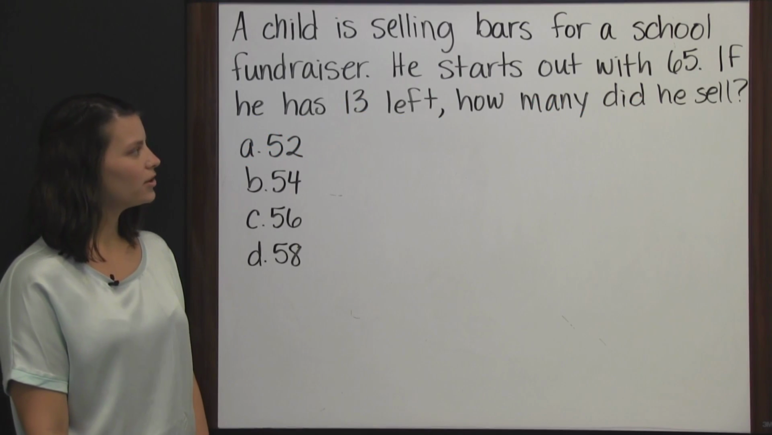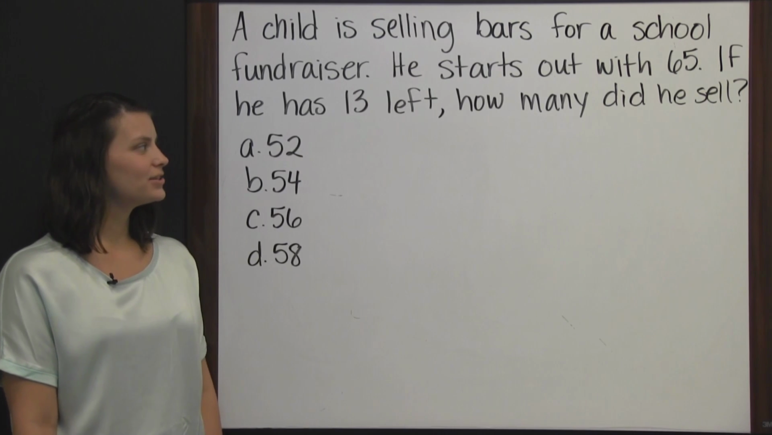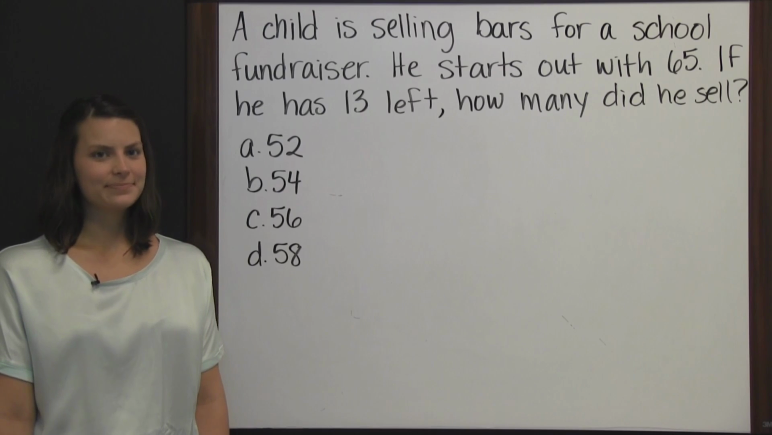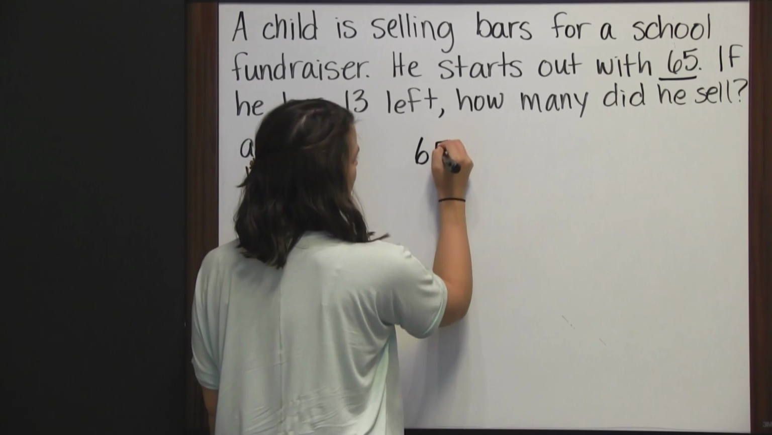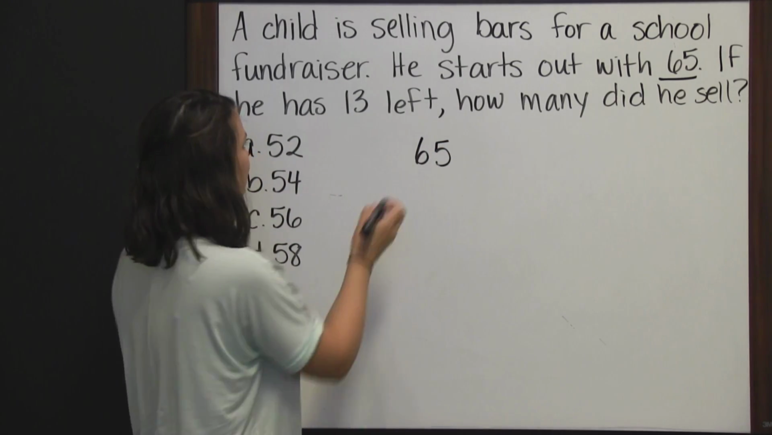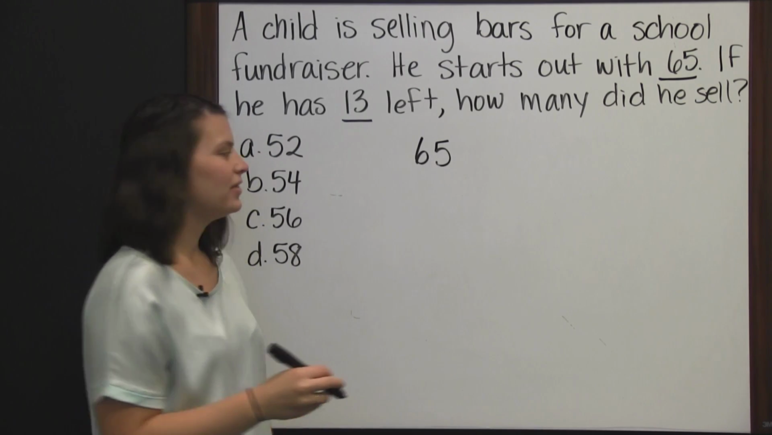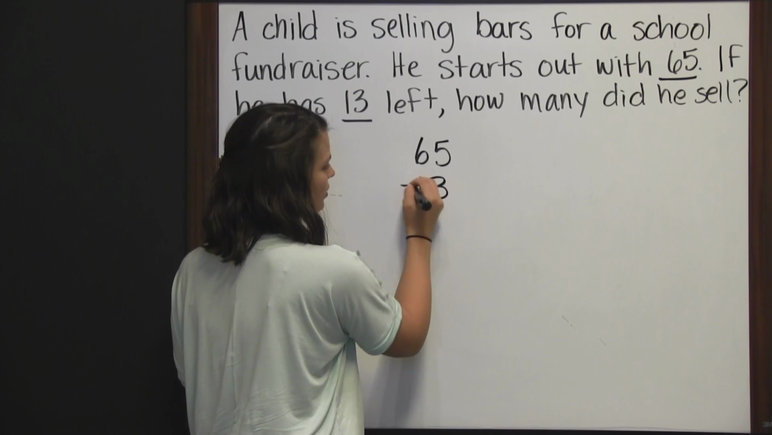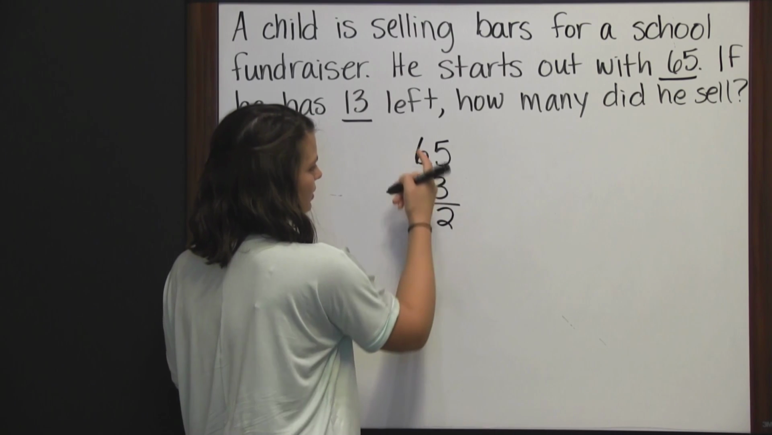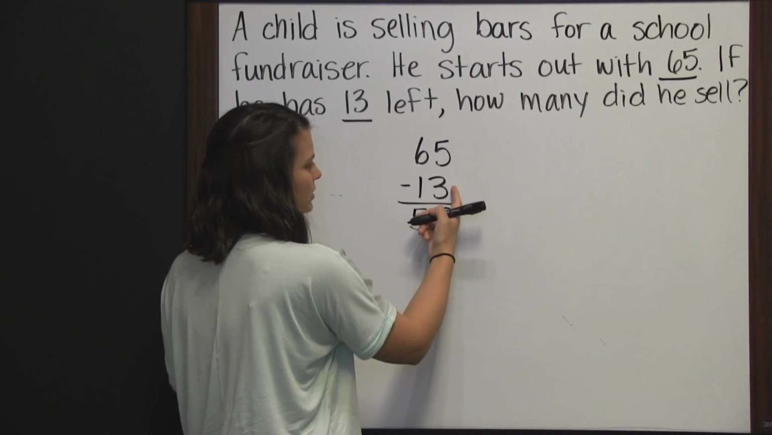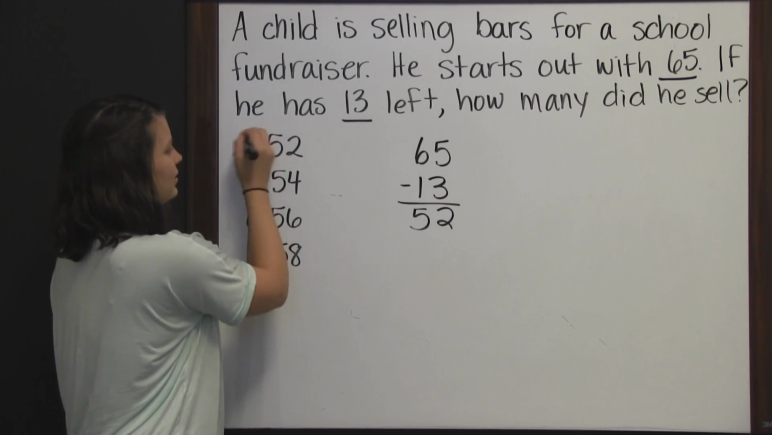A child is selling bars for a school fundraiser. He starts out with 65. If he has 13 left, how many did he sell? So he's starting out with 65 to sell. He only has 13 left out of his total. So we have to figure out how many then he sold. So we need to subtract the 13 from 65. 5 minus 3 is 2. 6 minus 1 is 5. And since he has 13 left, that means he sold 52 of the bars. Answer choice A.